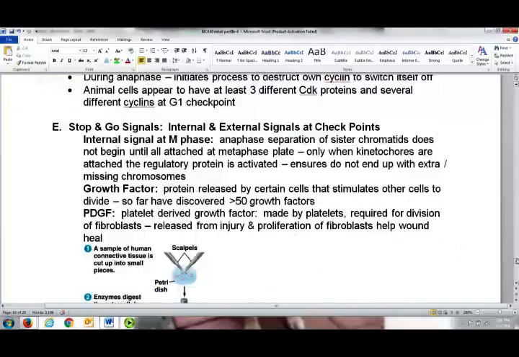So we do have other stop-and-go signals, your internal and external signals at checkpoints. The internal signal at M phase, during anaphase you have separation of the sister chromatids. It does not begin until all are attached at the metaphase plate. This is really important because only when the kinetochores are all attached and the regulatory protein is activated, this will ensure that you have them all lined up so they can all split and you don't end up with extra or missing chromosomes on one side.